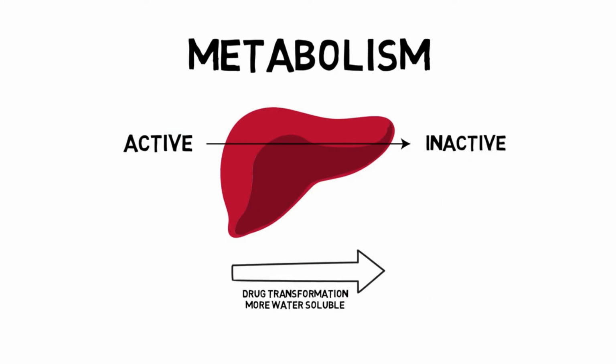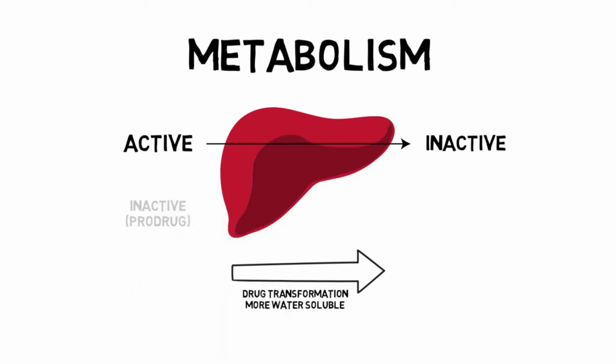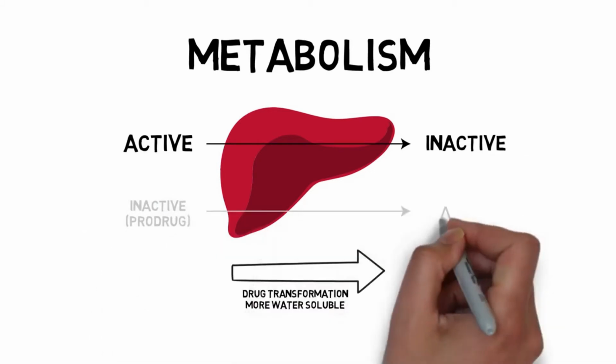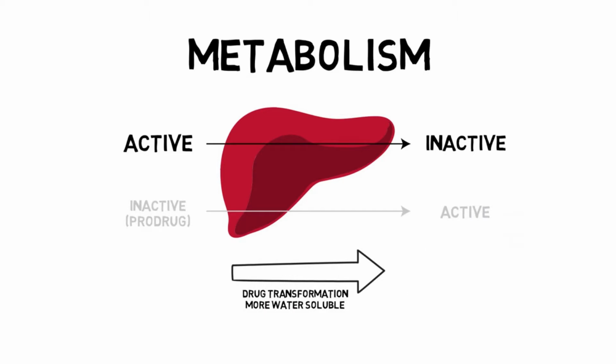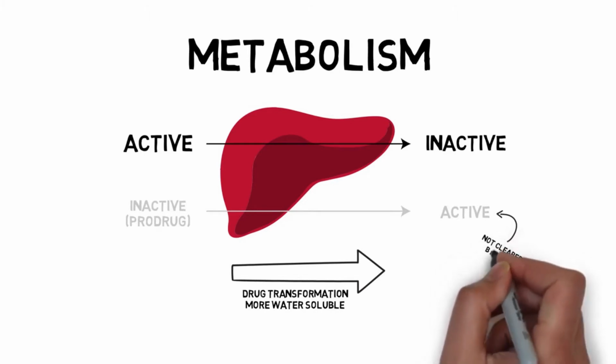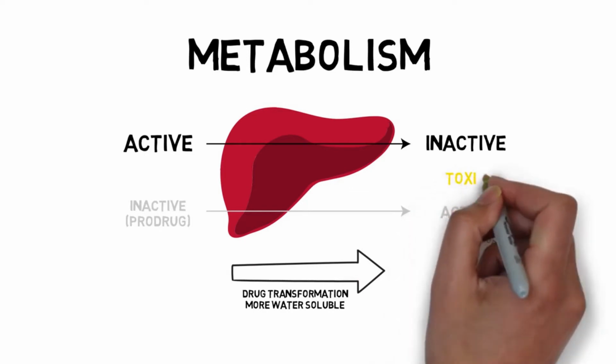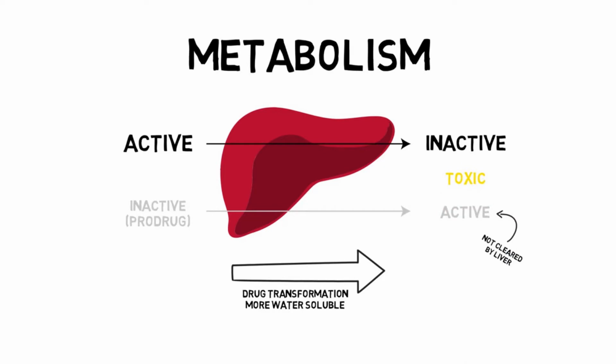The reversal is also possible. Some drugs undergo metabolism to convert the inactive prodrug to the active drug. Most ACE inhibitors are prodrugs like these. In the context of clearance, this means that prodrugs are not cleared by the liver as they become active after metabolism. Also beware of toxic metabolites, which are usually inactive but damaging to the tissues.